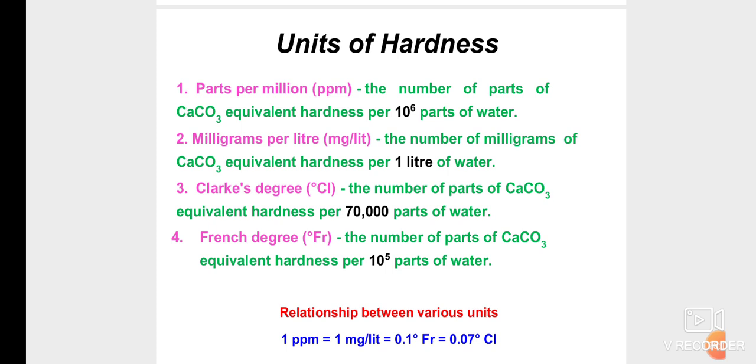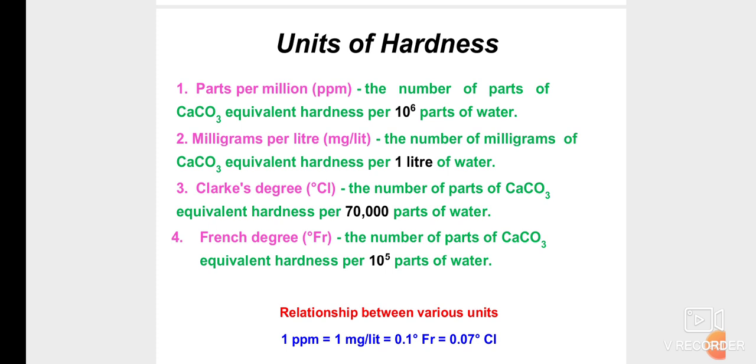So if the water contains any type of hardness, one part of the solute, contaminant or impurity present in 1 million parts of the solvent is called parts per million, or we can easily calculate it as milligram per liter. Milligram per liter is another unit of hardness. The number of milligrams of calcium carbonate equivalent to hardness per 1 liter of water. Suppose in water 1 milligram of any type of hardness producing salt is dissolved in 1 liter of solvent or water, that water is 1 ppm.